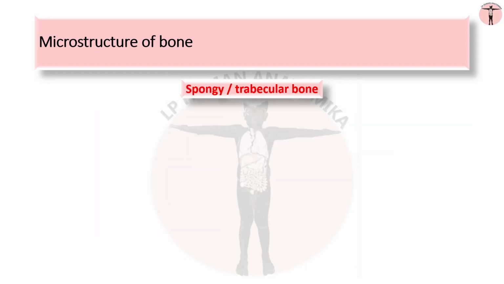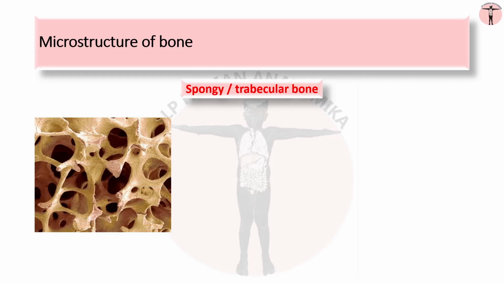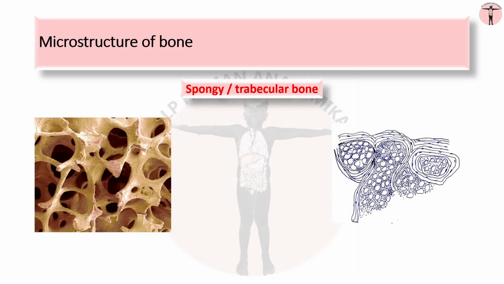Structure of spongy bone or trabecular bone. The left side picture shows the adult spongy bone. The right side is the diagrammatic representation of the section of the spongy bone. In spongy bone, the lamellae are arranged in the form of trabeculae or spicules. Trabeculae align along the position of stress.